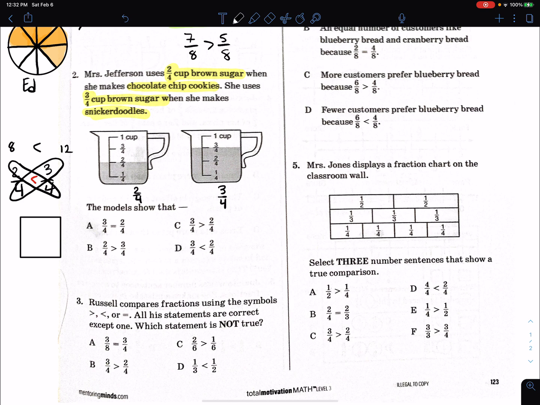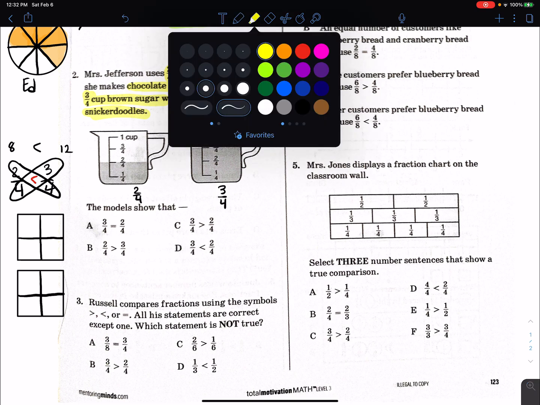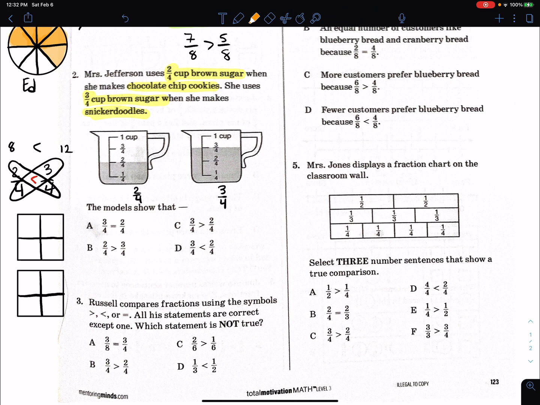I'm going to use a square this time. And so I'm going to divide it into fourths. Okay, and so I know that two of these need to be shaded for 2/4, so I'm going to make that this top one. Shade it in for 2/4, and I need 3/4 for the other model. Alright, okay, so again, going back to this model over here, 2/4 is less than 3/4, which is what my picture shows as well, and it's also what our measuring cups show.